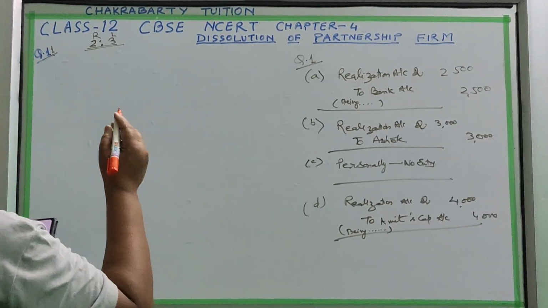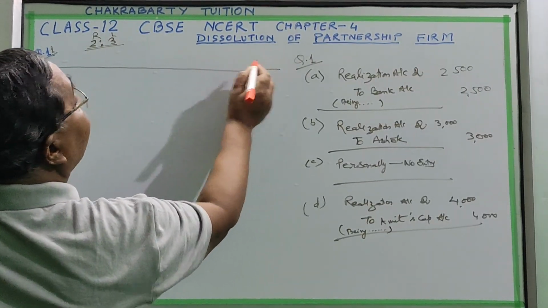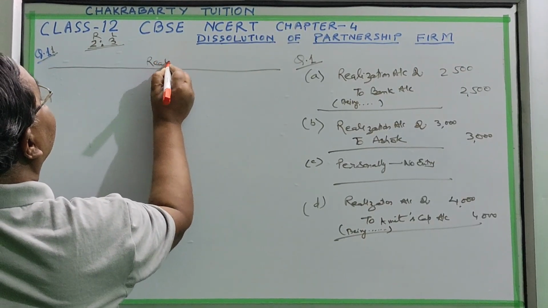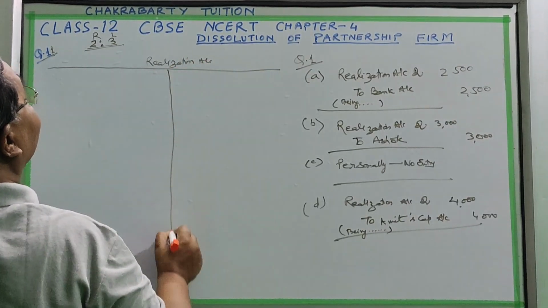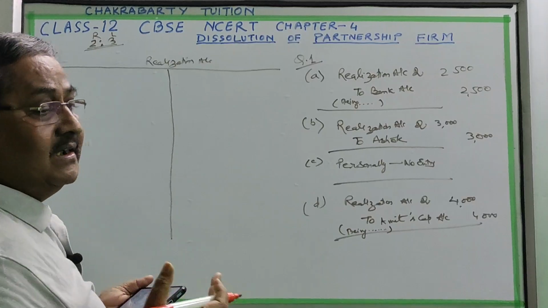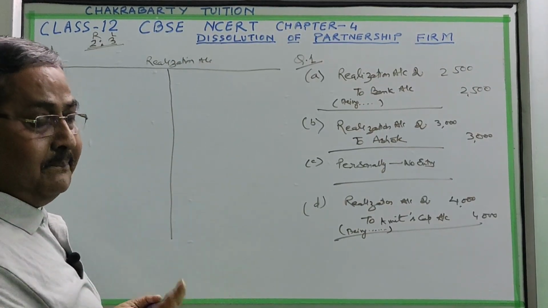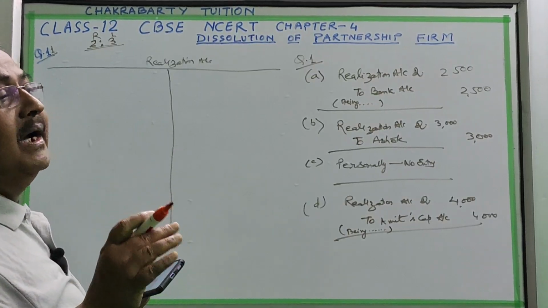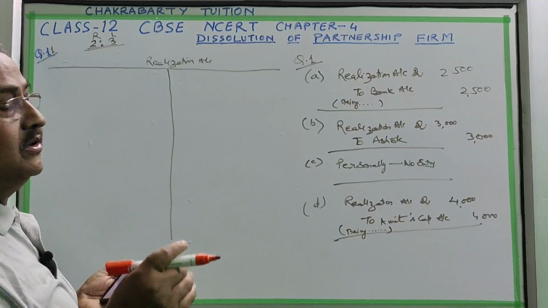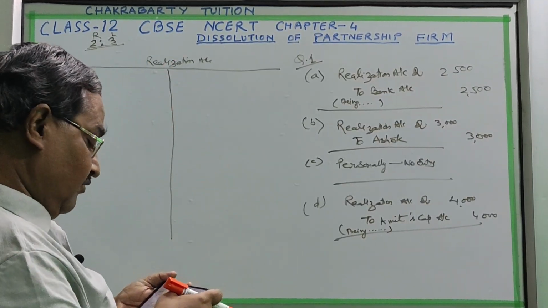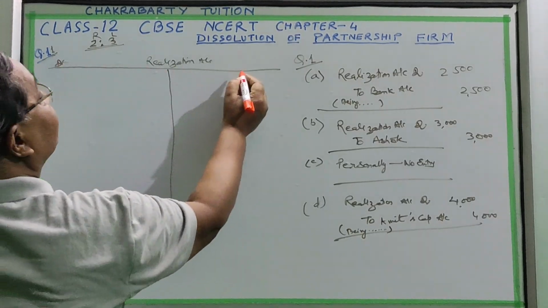Okay. So in dissolution what do we do? First of all we make a realization account. By name you may understand that realize means by selling the assets, what things we will realize, and after paying all the liabilities, how much is remaining with us or how much partners have to contribute. That we will find out through this account. So first we used to transfer. This is your debit side and this is your credit side.